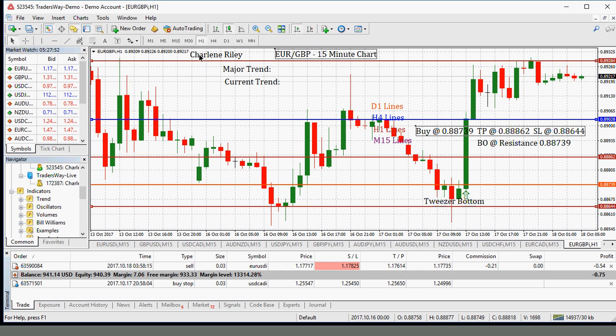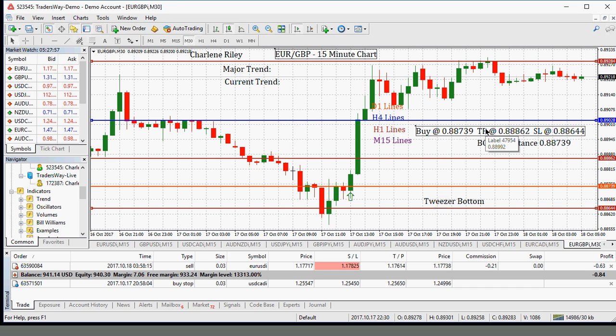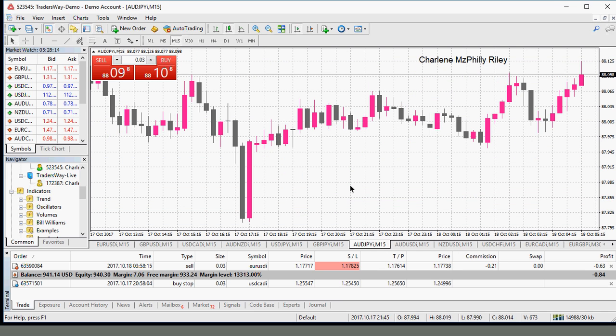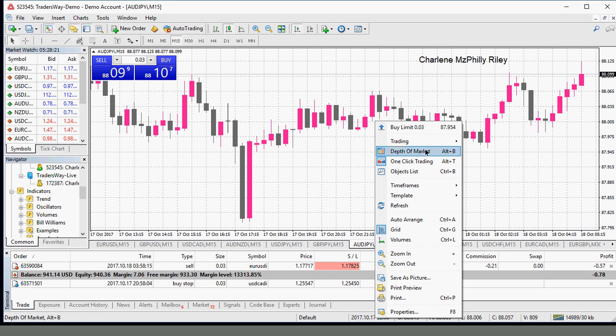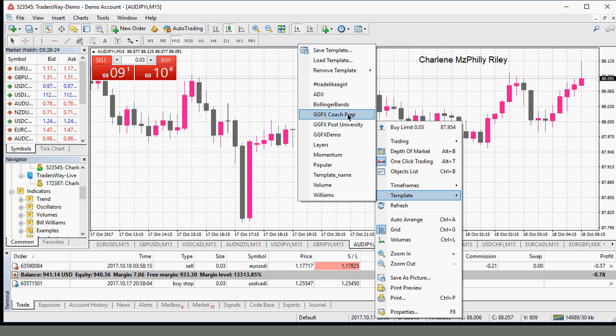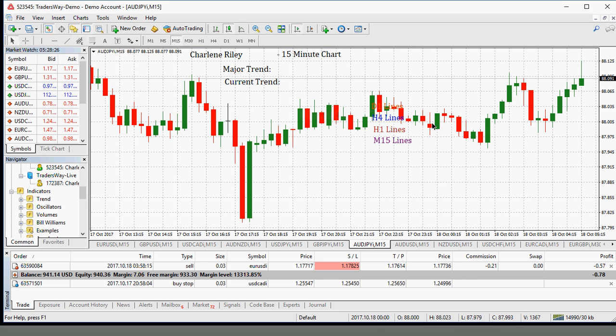Okay, let's see what's on the 30-minute chart. Okay, so still consolidation, so I don't have any trade setups there. Let's see what's going on the Aussie Japanese yen. Okay, so looks like there could be a trade opportunity. There's a trade opportunity here. So go to my coach template.